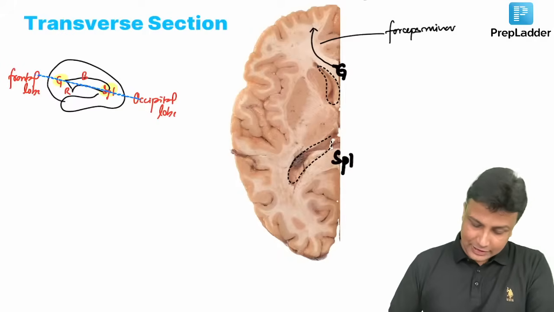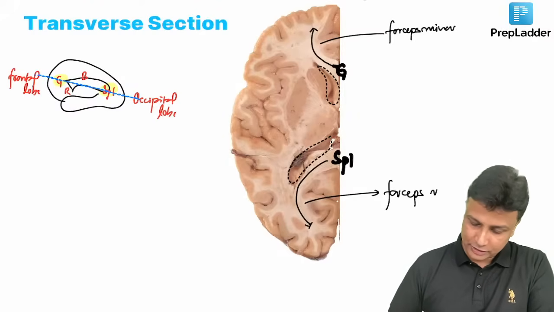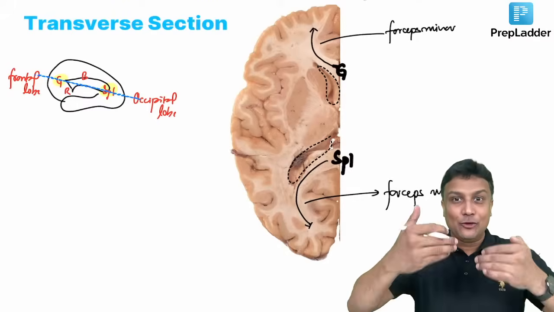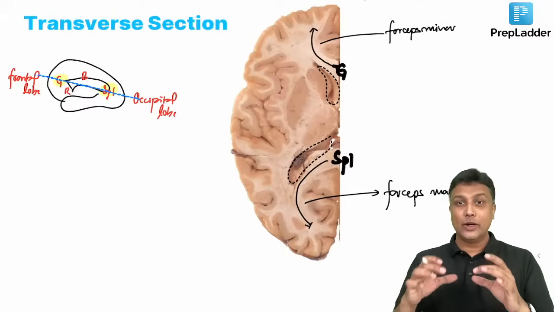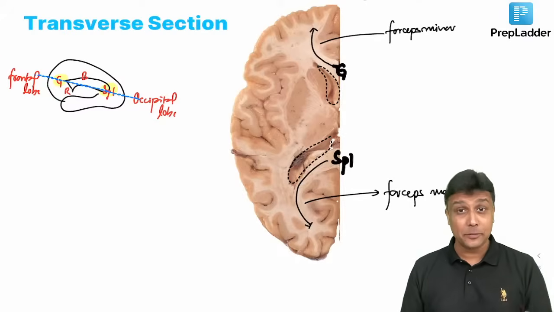Forceps minor. And then the splenium is connected to the occipital lobe here, and these fibers here will be the forceps major. So the genu is connected to the frontal lobe with the help of forceps minor, whereas the splenium is connected behind with the occipital lobe, that is by forceps major.